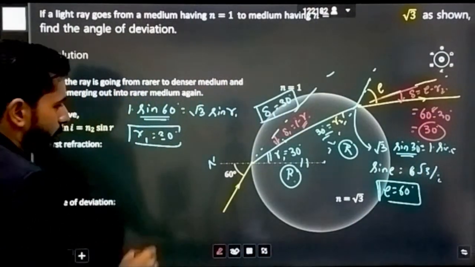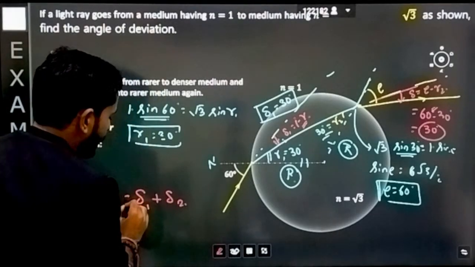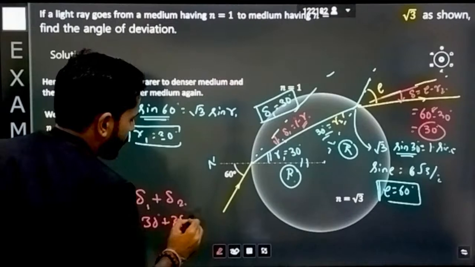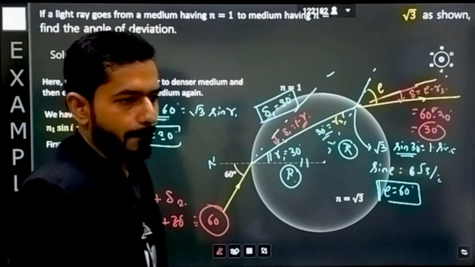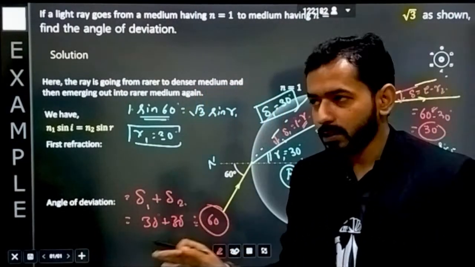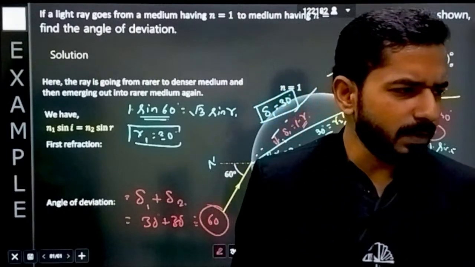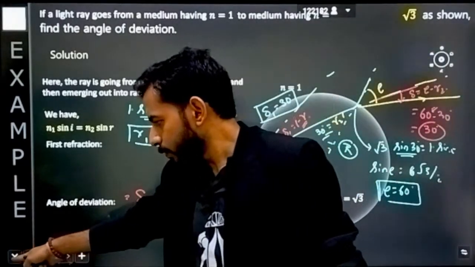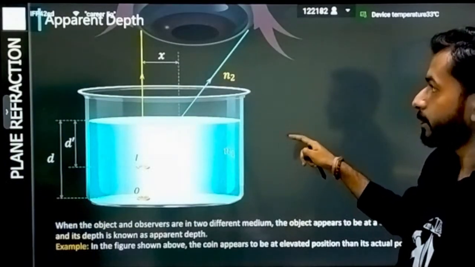That means the net deviation, if someone is asking, you will say deviation 1 plus deviation 2. How much is deviation 1, sir? Sir, deviation 1 is 30 degrees and deviation 2 is again 30 degrees. That means the net deviation is 60 degrees. Clear? Understood? This is a very good application of Snell's law and angle of deviation. If this is clear, you can understand the complete Snell's law. It was a good conceptual question, and it will make the concepts very clear for you.